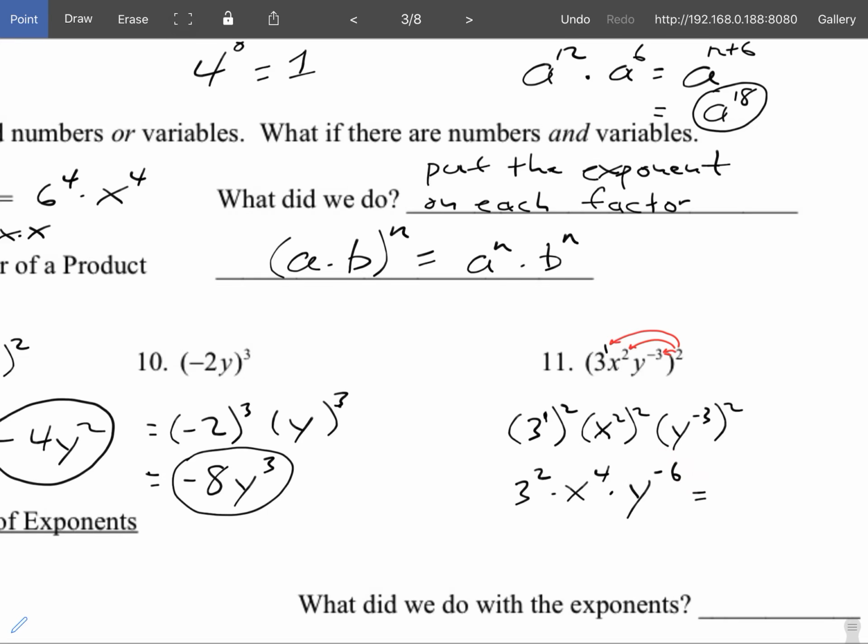So again, cameras are off again. Jadis, Vanessa, and Ethan, your cameras need to be on.